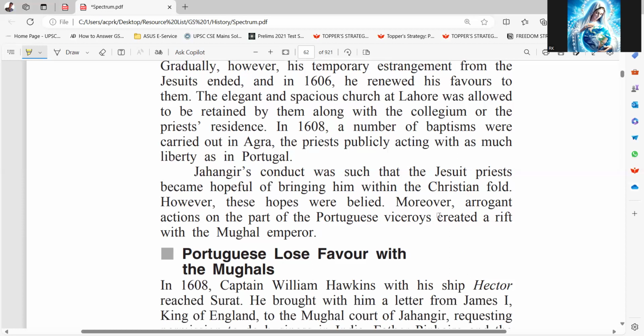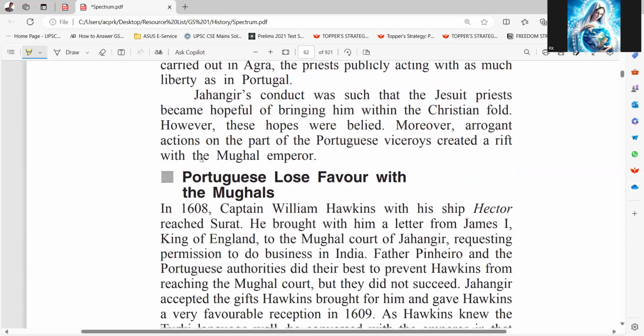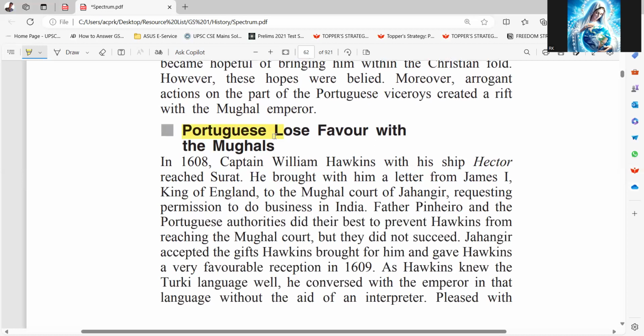However, these hopes were belied. Moreover, arrogant actions on the part of the Portuguese viceroys created a rift with the Mughal emperor. Next is the Portuguese losing favor with the Mughals.